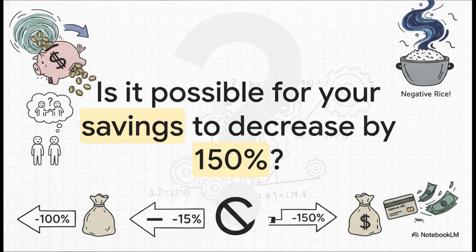Before we wrap up, I want to leave you with a slightly provocative, kind of funny thought straight from our source material. If you're spending money, is it mathematically possible for your savings to decrease by 150%? I mean, think about it. Decreasing by exactly 100% means you've spent every last dime. So decreasing by over 100% would leave you with negative money. Or, as another hilarious example in the text pointed out, you'd be cooking negative rice.